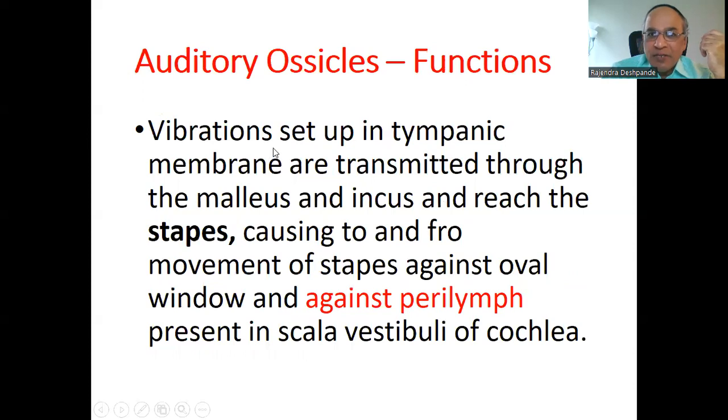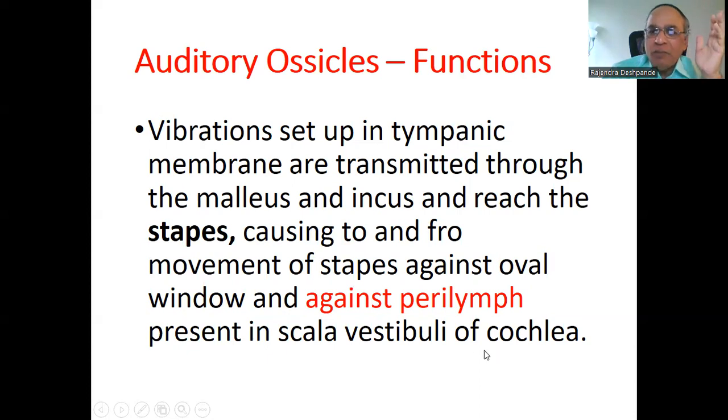The vibrations set up in the tympanic membrane are transmitted to the malleus, incus, and reach the stapes, causing to-and-fro movement of the stapes against the oval window. The oval window lies between the middle ear and the inner ear, against the perilymph. All these terms are for MCQ. Perilymph fluid is present in the scala vestibuli of the cochlea.